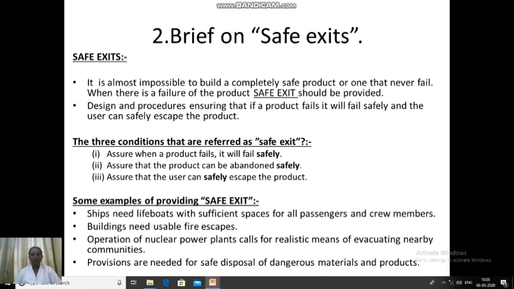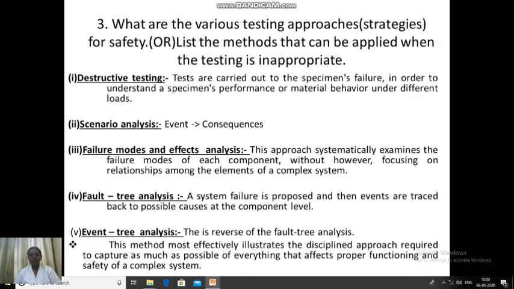Some examples of providing safe exits are: ships need lifeboats with sufficient spaces for all passengers and crew members. Buildings need usable fire escapes. Operation of nuclear power plants calls for realistic means of evacuating nearby communities. Provisions are needed for safe disposal of dangerous materials and products.